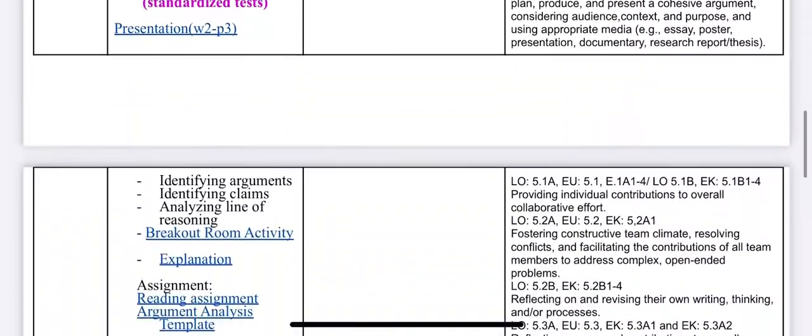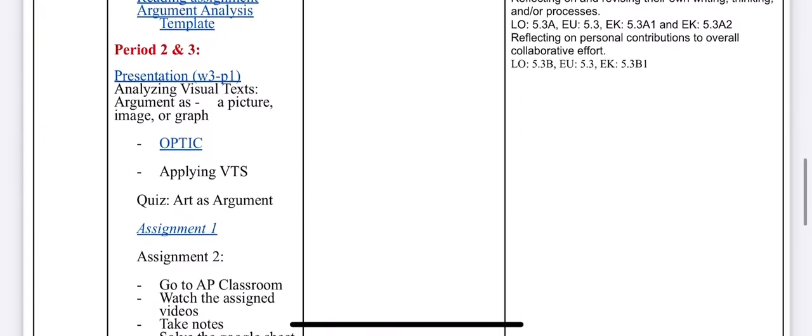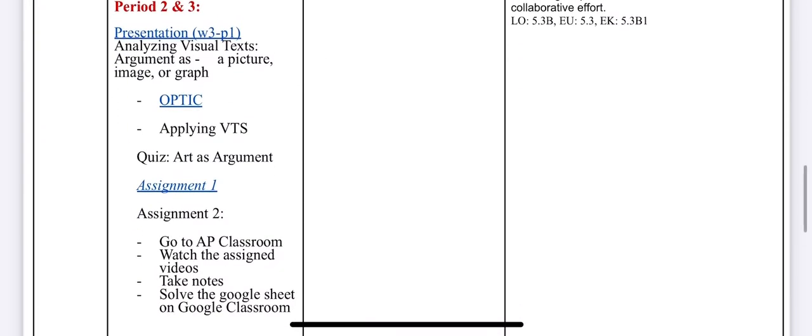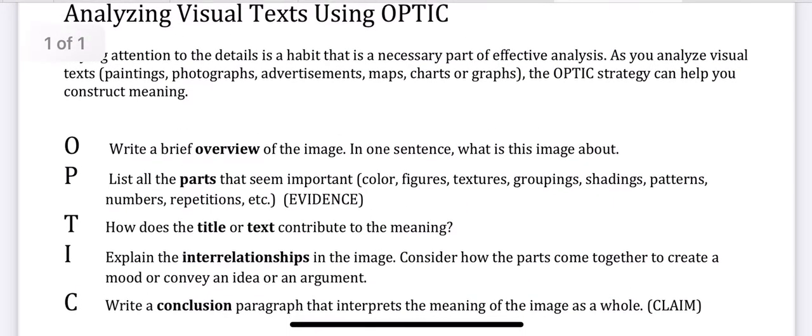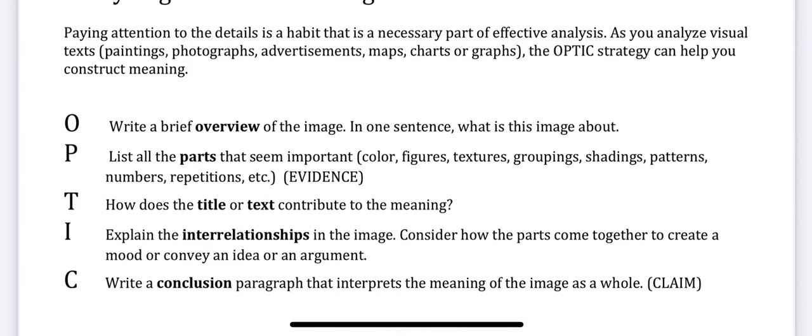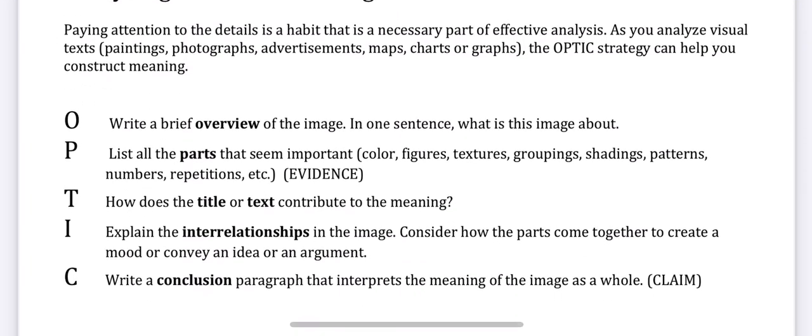If you scroll down, for example, you can find OPTIC as a hyperlink. If you click on OPTIC, it's going to directly take you to a PDF file that explains what OPTIC is. So OPTIC is a strategy that can help you understand visual texts. Visual texts means, as you can see here, photographs, paintings, images, and so on.